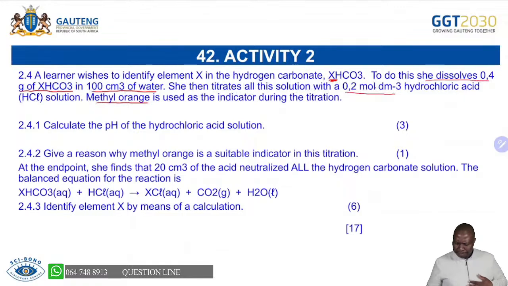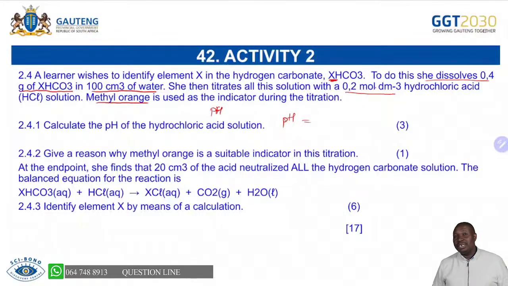Now calculate the pH of the hydrochloric acid solution. The pH, you know now, you will say pH. The p is a small letter there, the H is capital. So please make sure that you don't write pH in the wrong way like that.